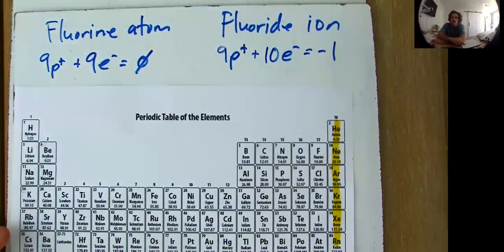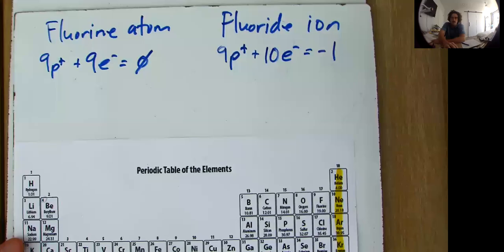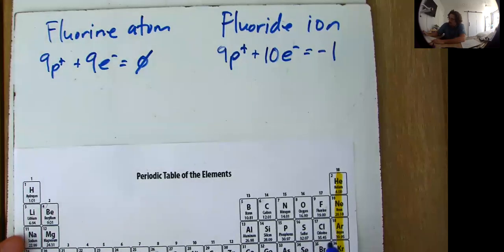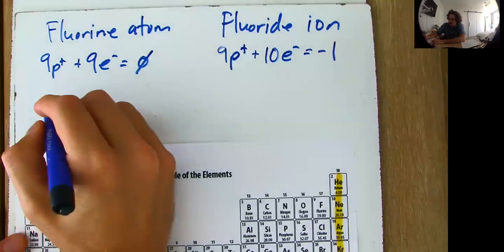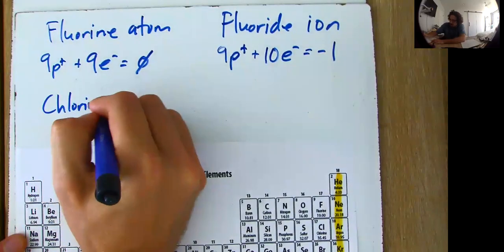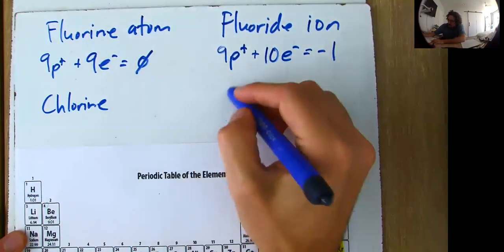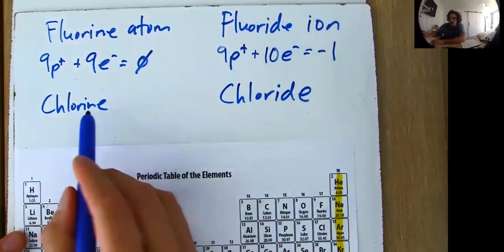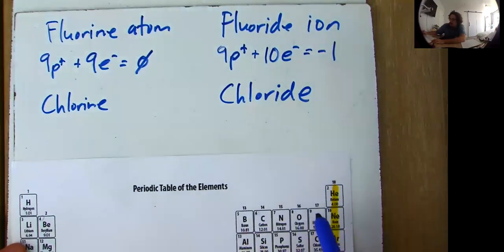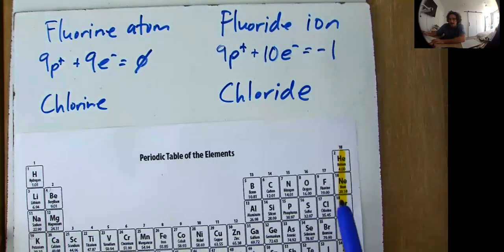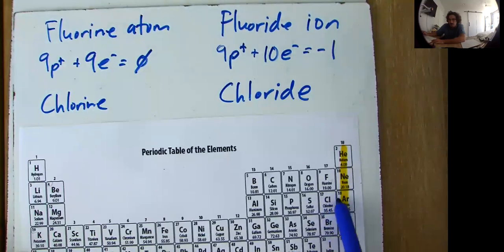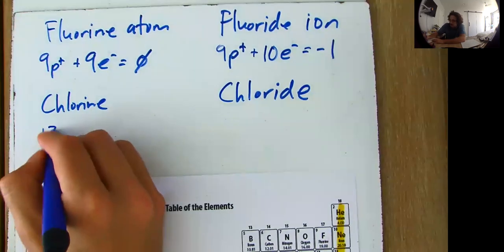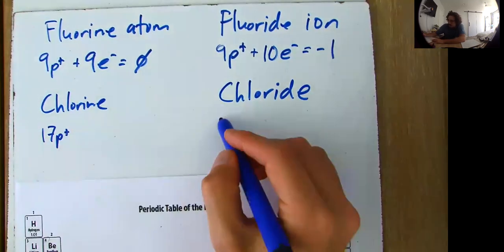Okay, so this is a trend that you'll see on the periodic table, and we'll do a few more examples. So next example, we'll talk about chlorine atom and chloride ion. Chlorine's the atom and chloride is the ion. So if we look at chlorine, it's right here on the periodic table, number 17, right here that I'm circling. So we know that chlorine has 17 protons. Well, chloride also has 17 protons.